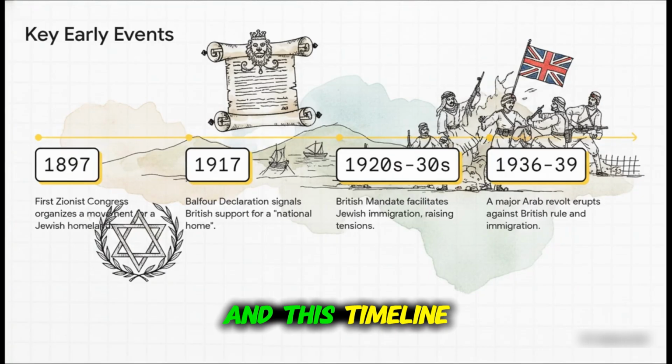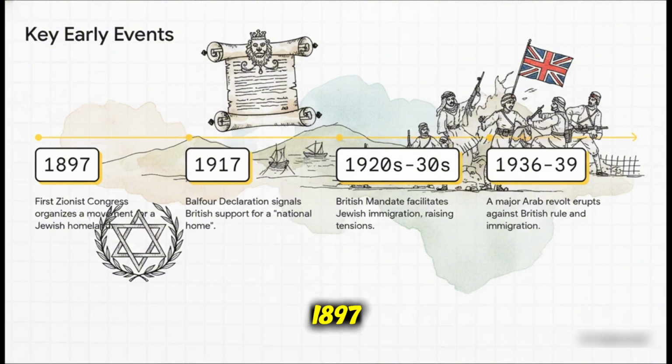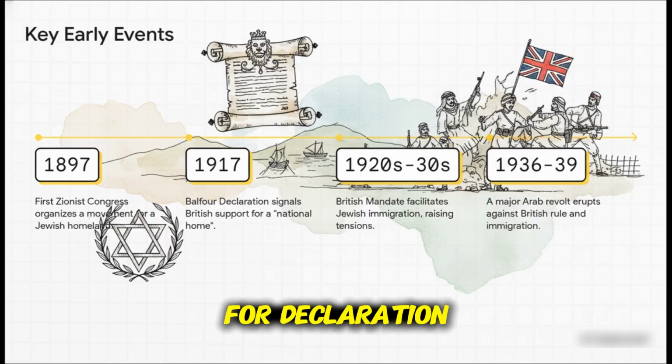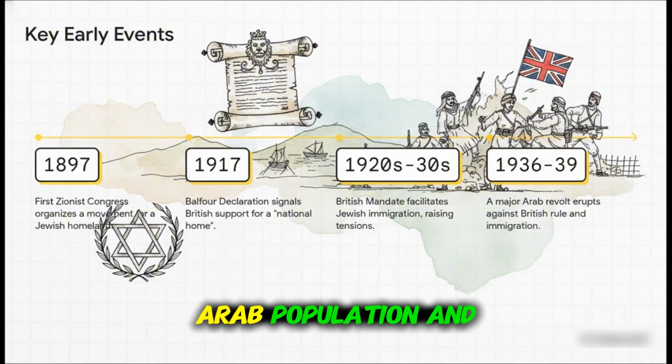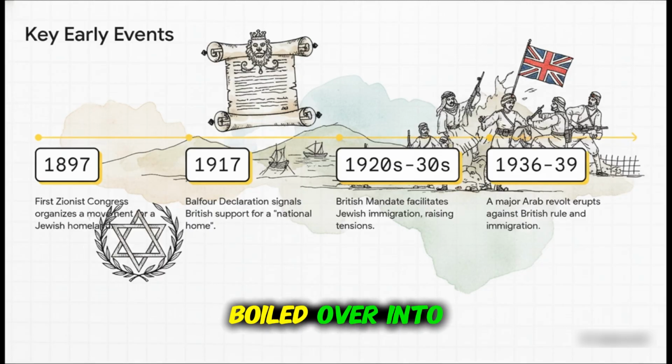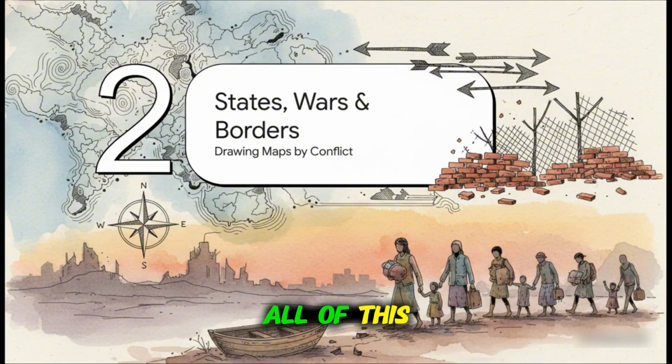And this timeline just shows you how quickly things escalated. You see the Zionist movement getting formally organized in 1897, and then just 2 decades later, you get Britain's huge Balfour Declaration. After World War I, Britain is in charge, and under their mandate, large-scale Jewish immigration starts happening. Well, this created more and more tension with the local Arab population, and it all finally boiled over into a major Arab revolt in the late 1930s. All of this tension really set the stage for our next section.